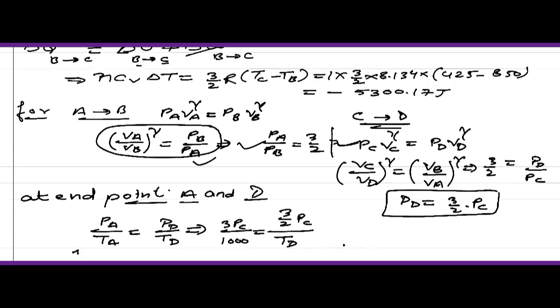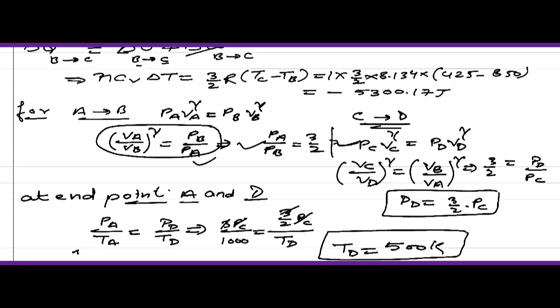So from this equation we can solve. We can find the value of TD. PC and PC are cancelled out. 3 and 3 are cancelled out. So we can find this TD from this equation, that is 500 Kelvin. So these are all the answers.